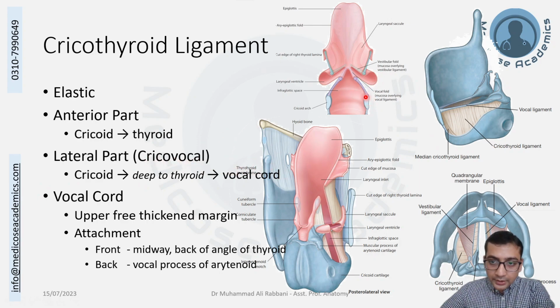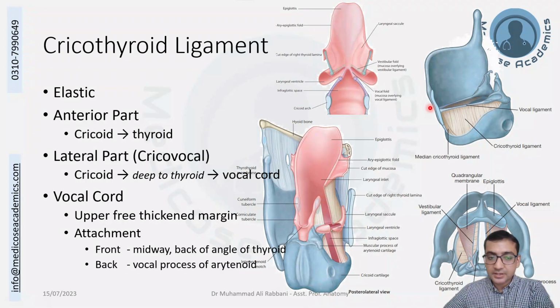It is shown going like this inside the thyroid cartilage. It is attached to the cricoid cartilage and goes up. You see, this is the thyroid cartilage. It is going inside it and going to the free margin. This free margin is the vocal ligament. You see, it is going up to the free margin that is running between the vocal process of the arytenoid cartilage and the posterior aspect of the median angle of the thyroid cartilage.